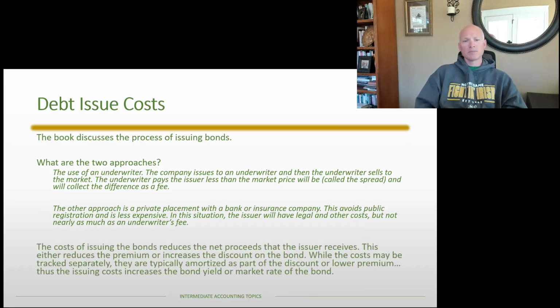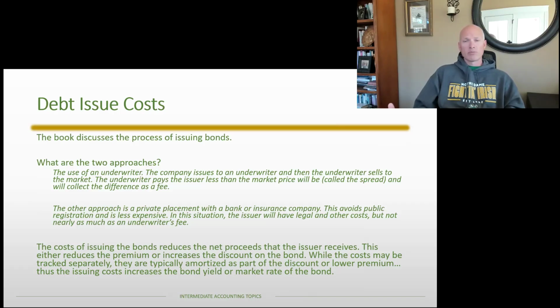So how do we handle it? One option would be to just expense them. Whatever I pay fee-wise, just expense it. But that would mismatch that expense with the benefit. The reality is you're going to hold these bonds for maybe 10 years, and you're going to realize the benefit of those fees over those 10 years.